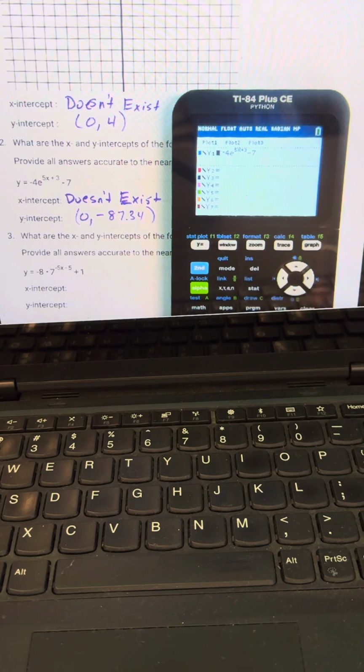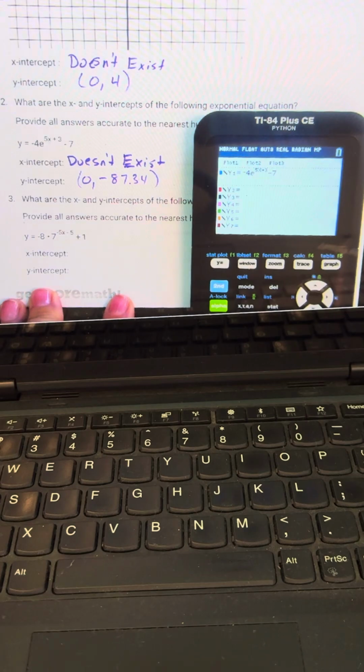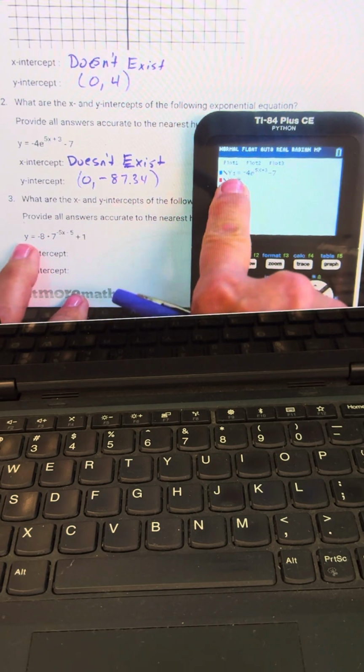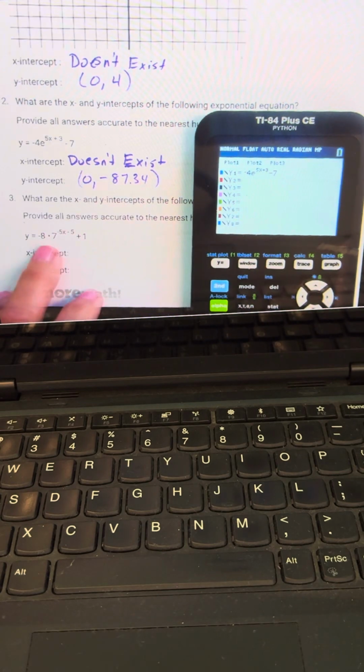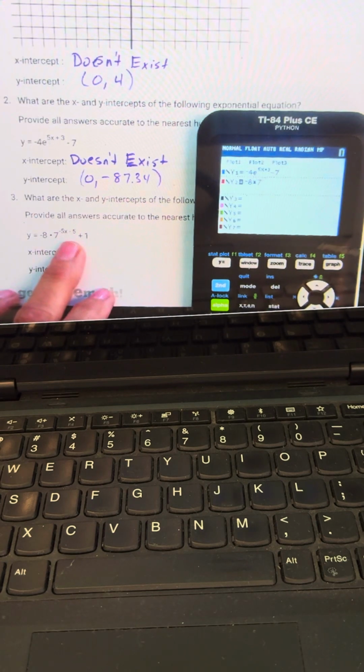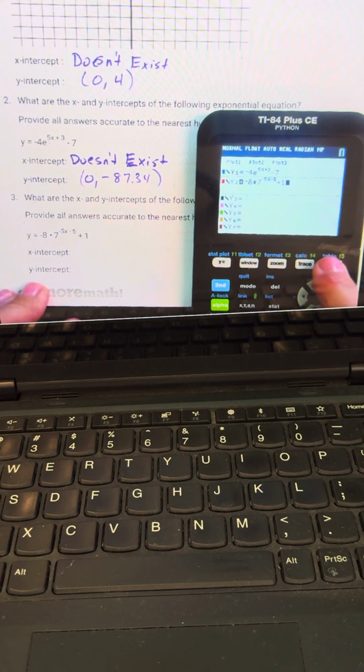Okay, so number 3. Do we have an e on this one? No. So I'm just going to move down. On the equal sign, I didn't highlight it, so that one won't show up again. So negative 8 times 7 raised to the negative 5x minus 5, and plus 1. And graph.